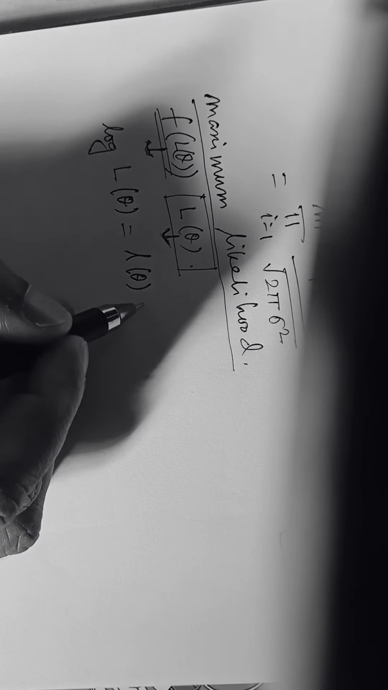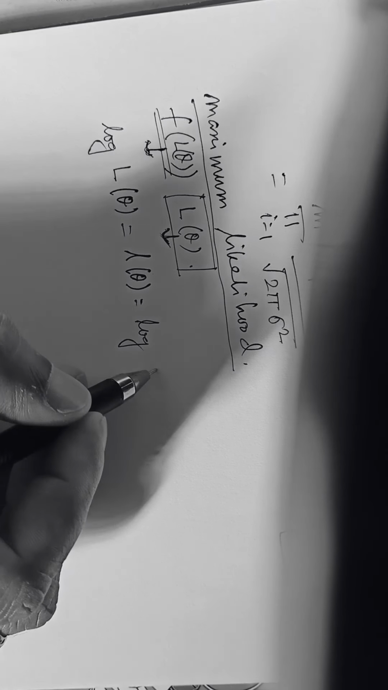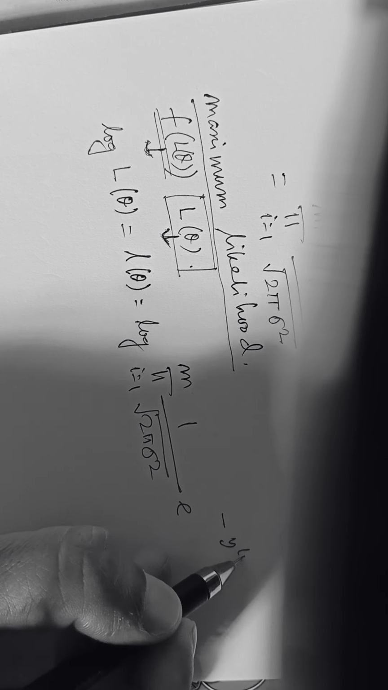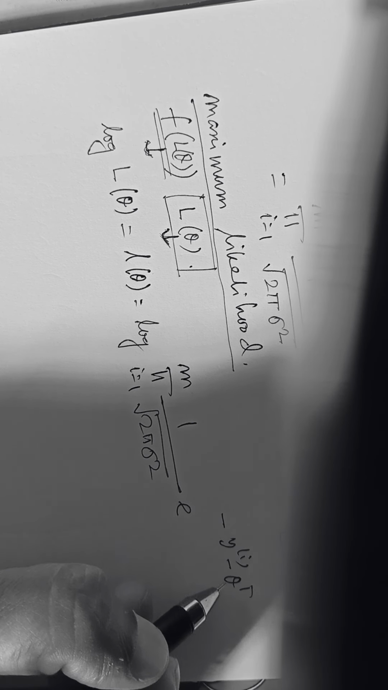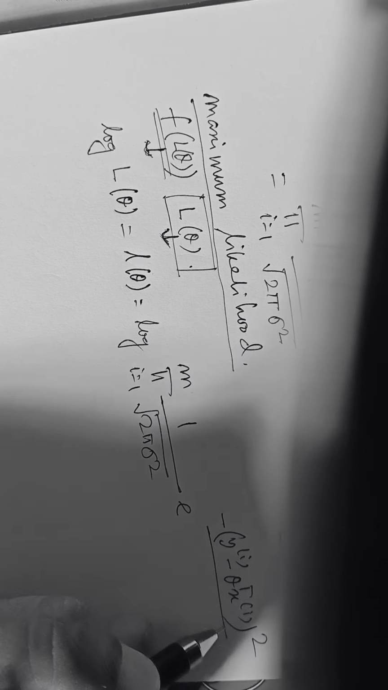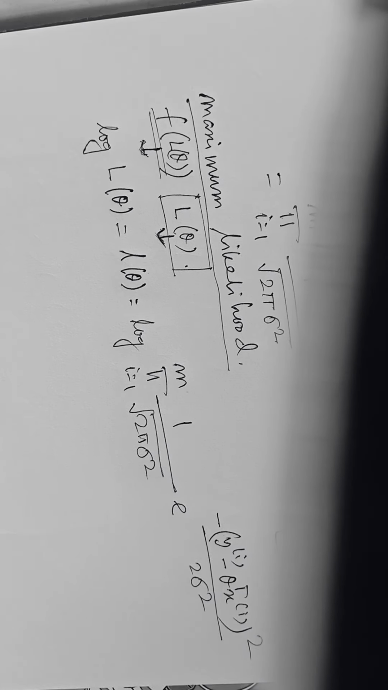Small l theta will be equal to log of the product, i equals 1 to m, of 1 by root 2 pi sigma square, e to the power minus (y minus theta transpose x) whole square by 2 sigma square. Okay, right.